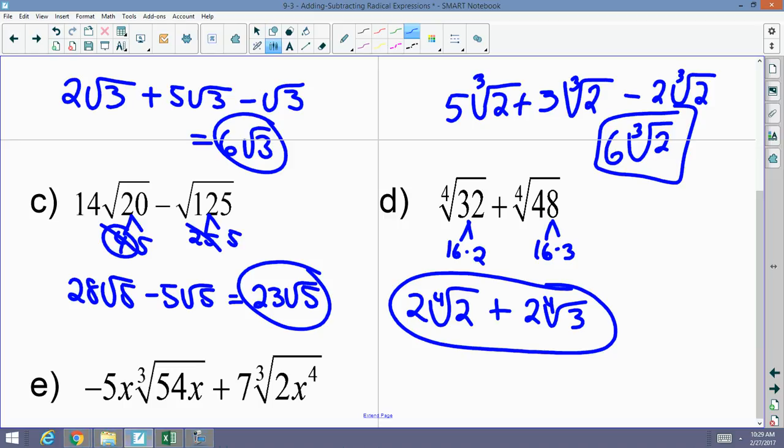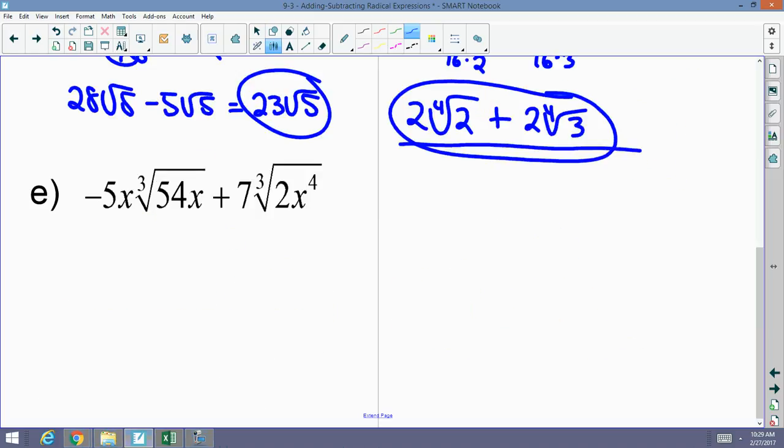But we have the same index. Yes, but do we have the same radicand? No. Yes, sir. On a test, leave it like that, please. Just like this, because that tells me you knew how to simplify it. You knew the procedure. You knew that you had to check and simplify first before you added. So that shows me you understood. Thank you so much, kid.